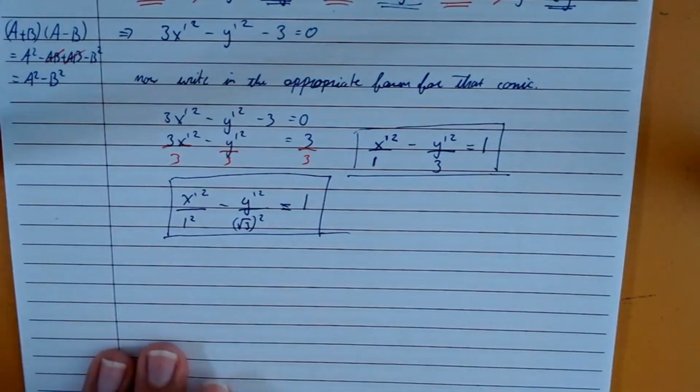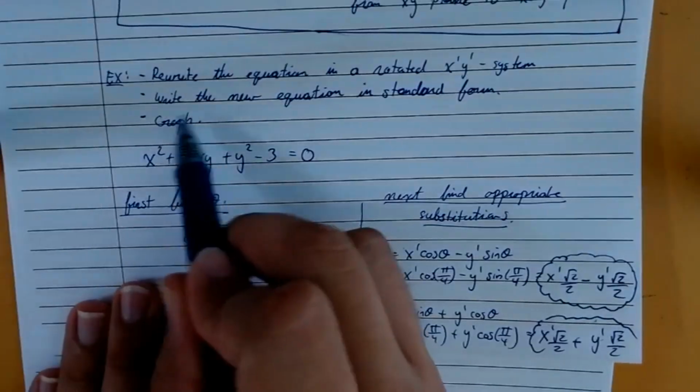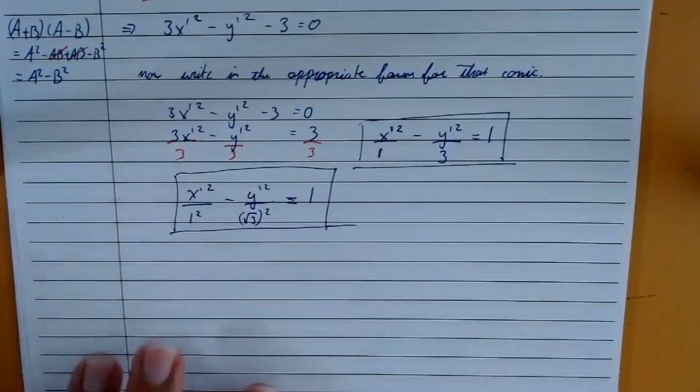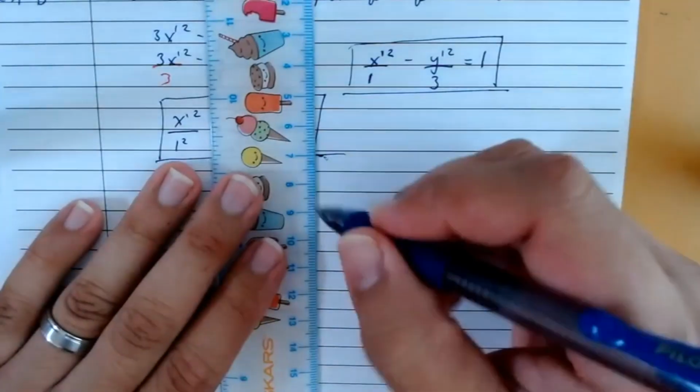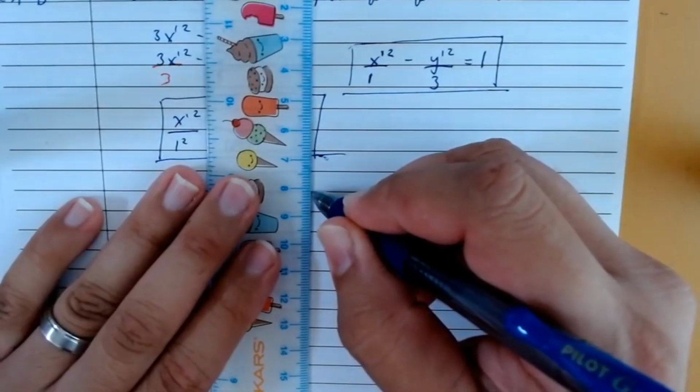So finally, once you have that in the appropriate standard form, all that's left now is to graph. All right. So let's go and graph this. Let's begin with the standard XY coordinate axis.